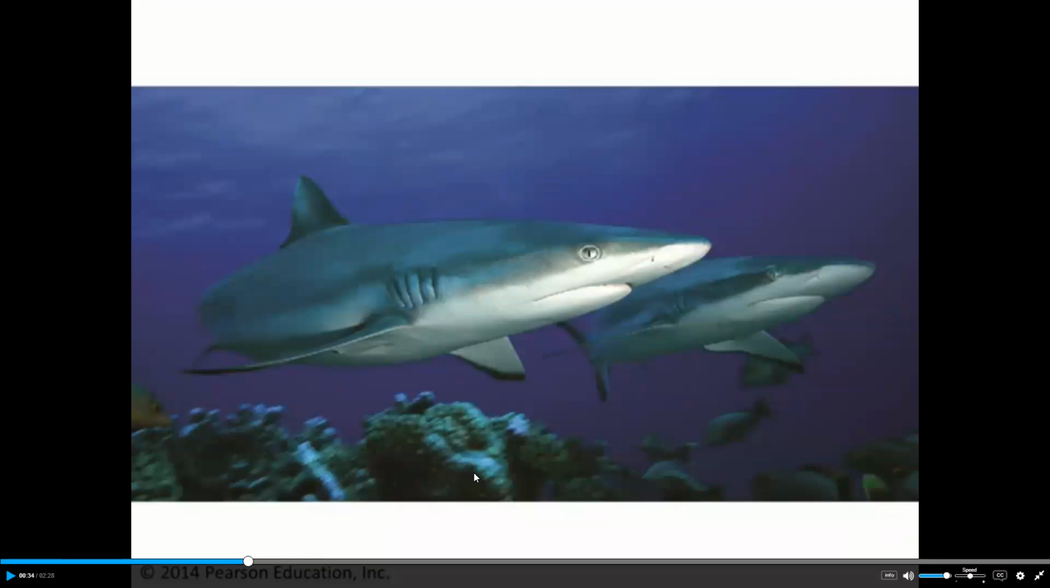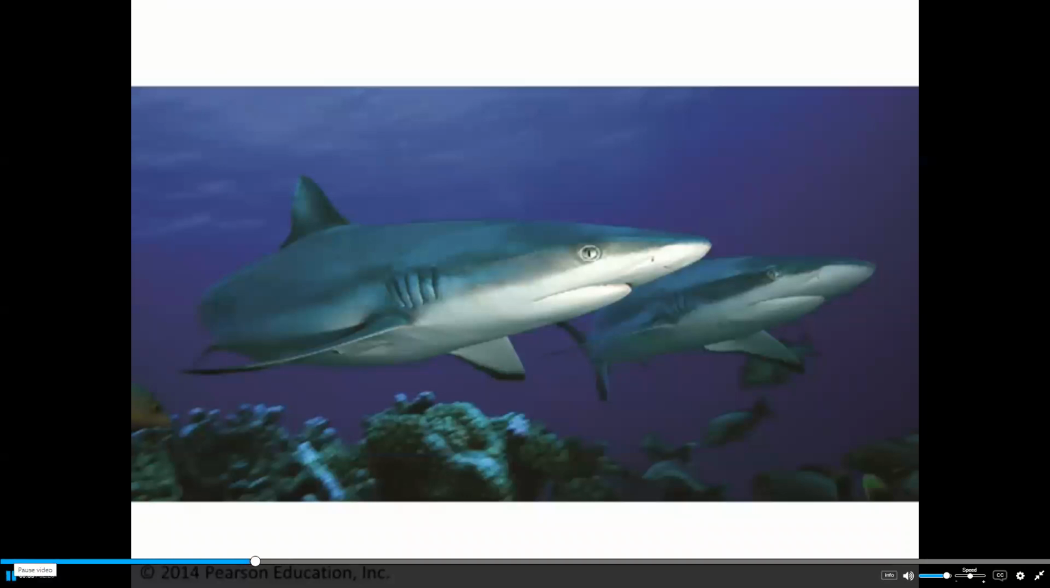Zooplankton are more like animals in that they're going to have to feed off of other organisms. So essentially your phytoplankton form the base of your food chain or food web, and then the zooplankton are going to feed on the phytoplankton.